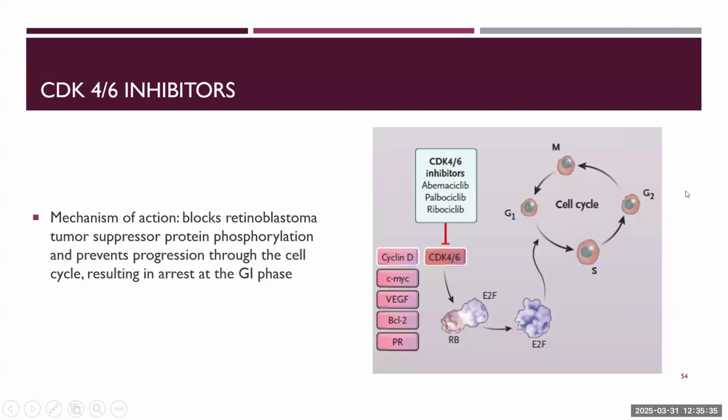And as you can see in this picture, they are working on the CDK4/6 inhibitor. So they're inhibiting this, which the downstream effect is you are pausing the cell cycle proliferation from the G1 to the S phase. So you're stopping the cell cycle essentially by adding these agents.